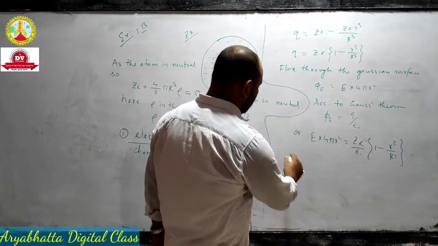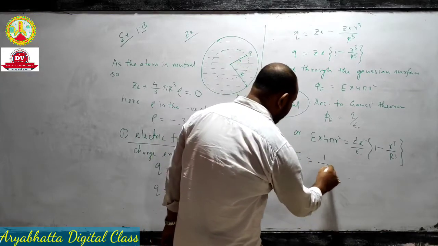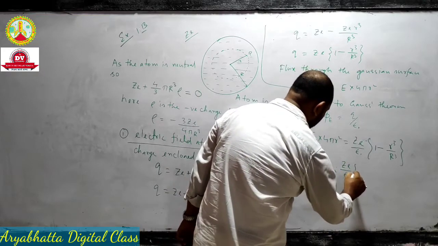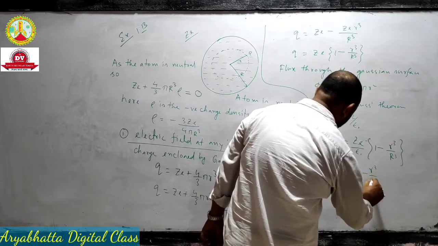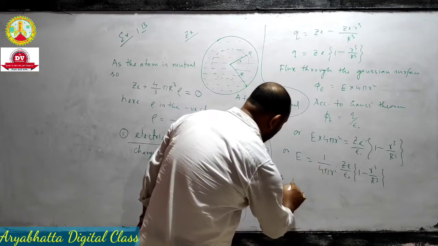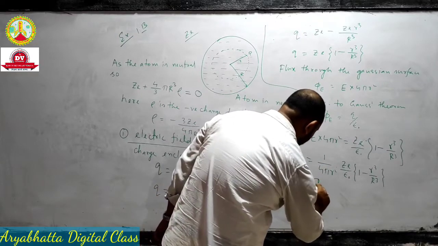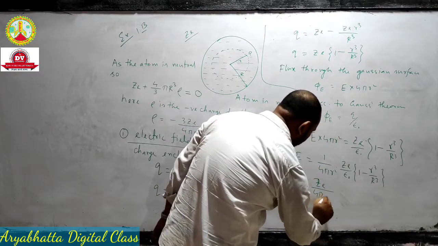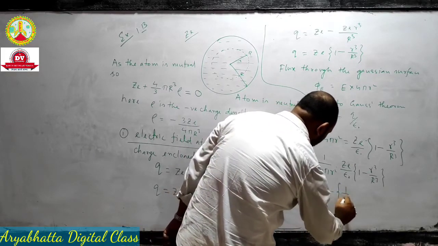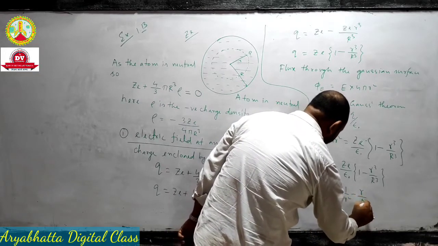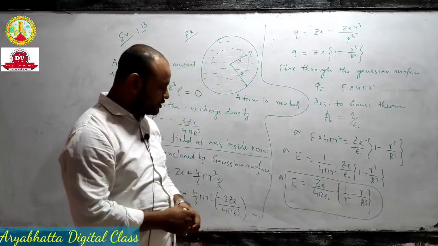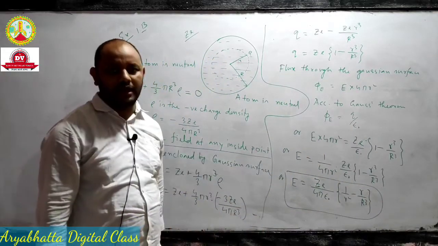Okay, then E will be equal to 1 divided by 4 pi r square into ZE by epsilon naught into 1 minus r cube by R cube. Okay, I can insert this 1 by r square inside the bracket, or electric field will be equal to ZE divided by 4 pi epsilon naught into 1 by r square minus r divided by R cube. So this is the electric field at any inside point.